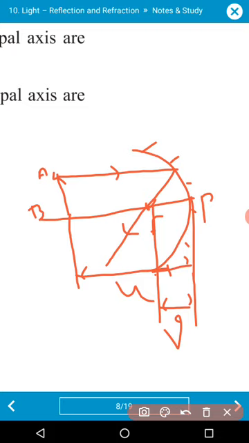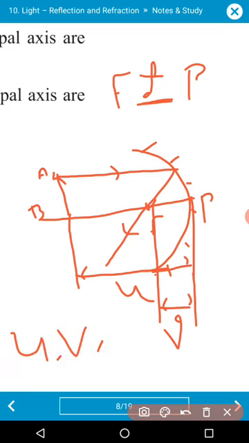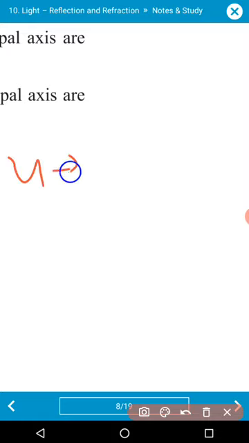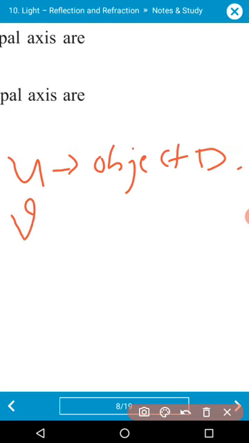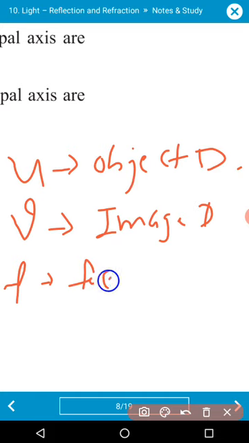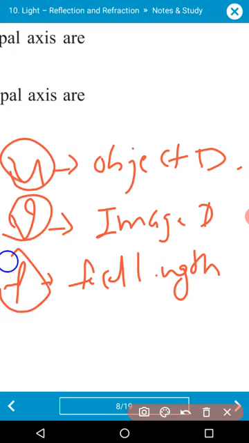From here to the pole, the distance is called v, which is the image distance, and as you know, the distance between F and P is called the focal length. So we have three terms: u, v and f. u stands for object distance, v stands for image distance, and f stands for focal length.